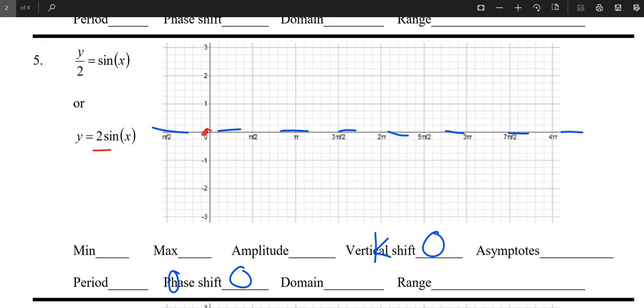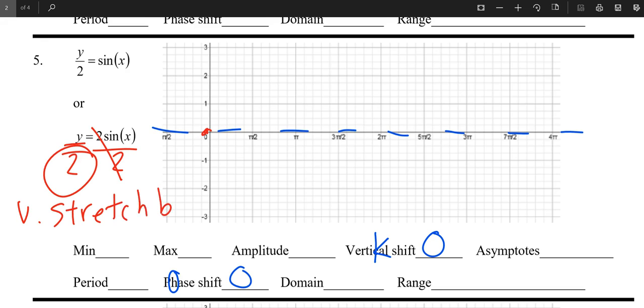Now, when you put this in fireproof form, you see that something's going on. What's going on to the y's? That's a vertical stretch by 2. So, what does that change? Yes, I skipped number 4. We're on to number 5. Changes amplitude. Does it change the period? No. So the amplitude is now what?